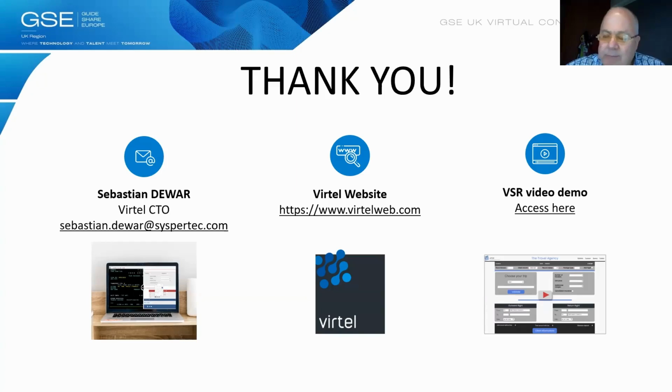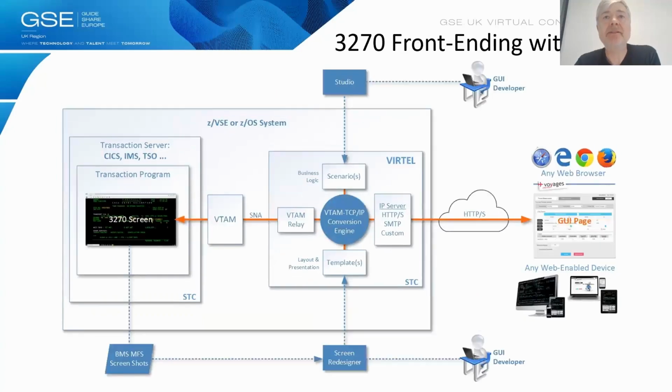How does that work? Okay, so obviously there are different components. If I go back to this screen, first thing you need to do obviously is install the Virtel started task. For a system programmer, it would take about 2 hours to get you up and running and connected to an application. So that's pretty fast. Then you need to install the Screen Redesigner component on your desktop and configure it to connect to the Virtel the way it's been configured. So that's pretty fast to do as well. And then from then on, you're up and running.